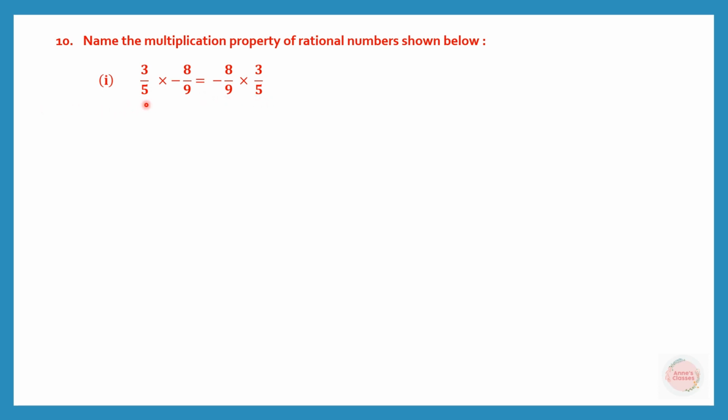Look carefully and see. Rational numbers on the left hand side are the same as the rational numbers on the right hand side. The only difference is the order has been changed. So here 3 by 5 is written first, whereas here 3 by 5 is written second. So which property is shown here? Here the property that is shown is commutative property or commutativity. That means even if you change the order when you multiply, the product will be the same. Okay, so the property here is commutativity.